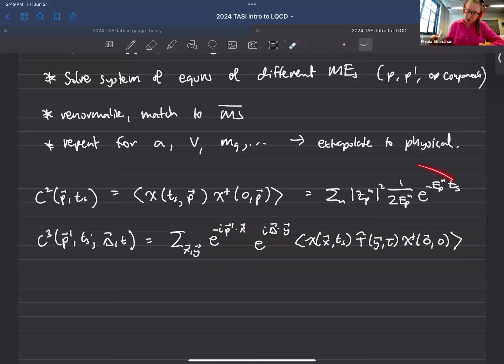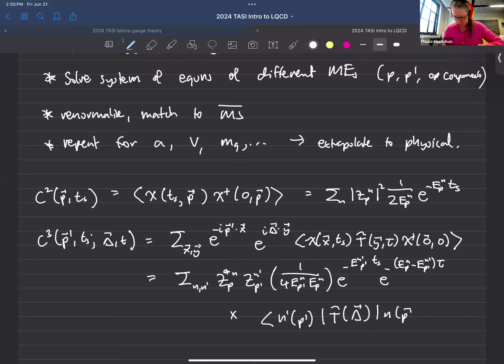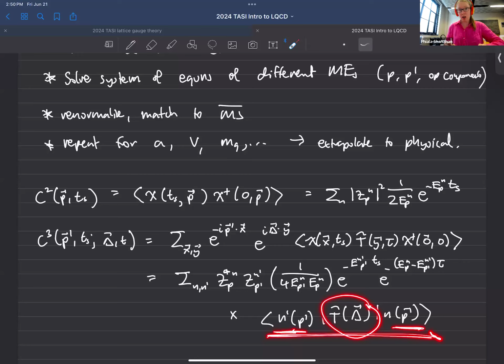Now, if you do exactly the same steps that we did previously to get this sort of a decomposition, you can see that this looks pretty similar. In this case, you just have to insert 2 complete sets of states to do out the maths. But I'll leave doing out that math as an exercise. You see that what you get is the matrix element that we're looking for. So here it's this matrix element of this energy momentum tensor between 2 different states, n and n prime in our tower of states, multiplied by some constants out the front and some Euclidean time dependence.